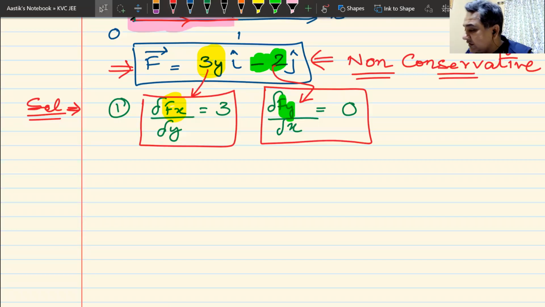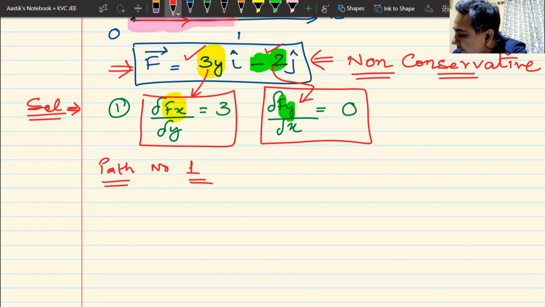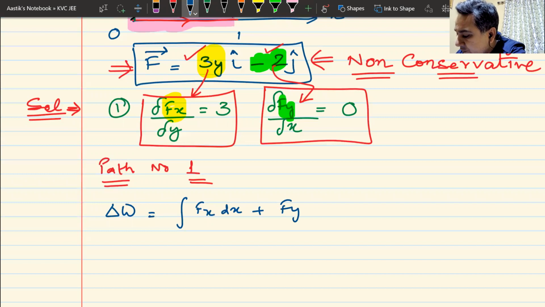Okay, so the force is, as you can see, 3y i minus 2x j. For path number 1, I write path number 1 so that everyone understands it. I have to find out the work done in this path. Work done will be equal to the integral of fx dx plus fy dy. We all understand this? The formula doesn't change. The formula is the same for all.